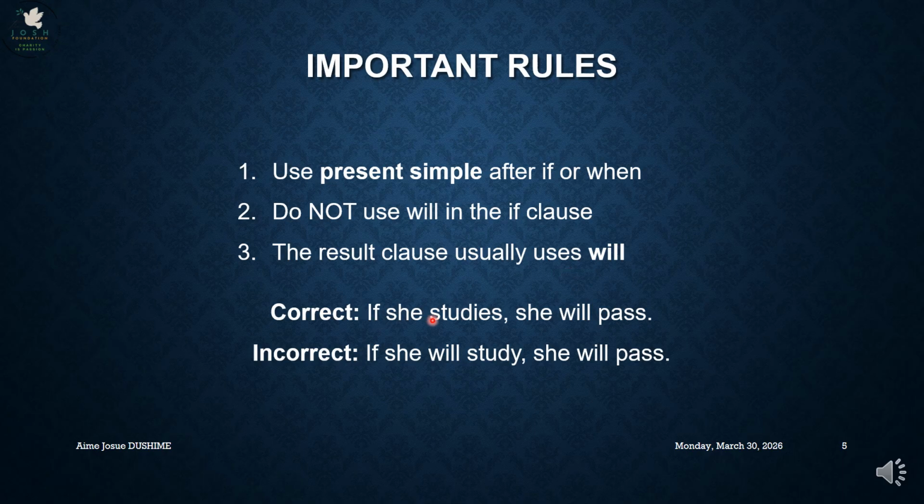If she studies, she will pass. You see, this is a condition. The condition is if she studies. The result: she will pass. Don't say "if she will study, she will pass." No, because the first rule says use present simple after if, and this is not present simple. In present simple, we don't have will. Will is a future. And we said don't use will in the if clause. It's a mistake. You see that.